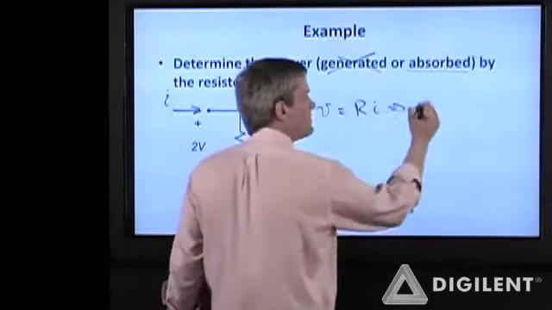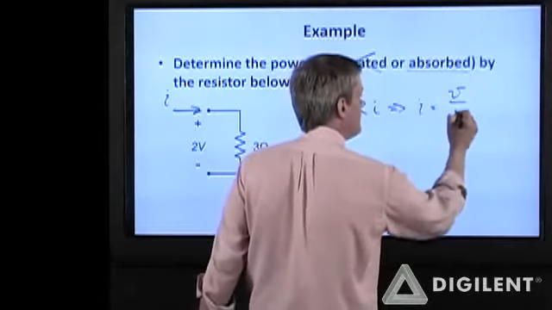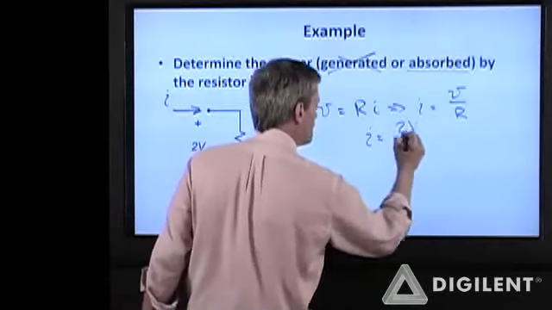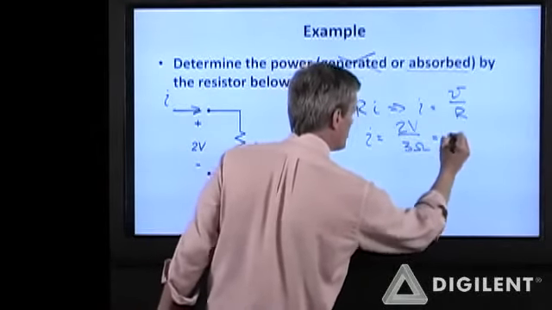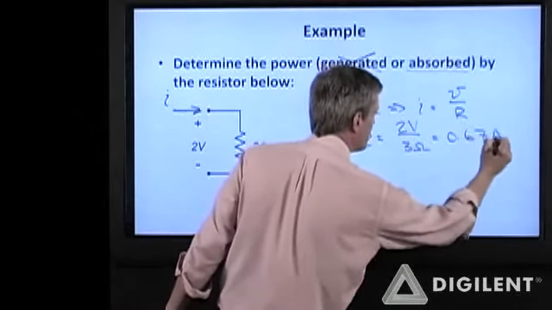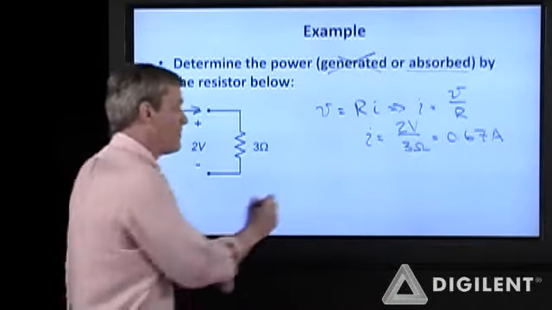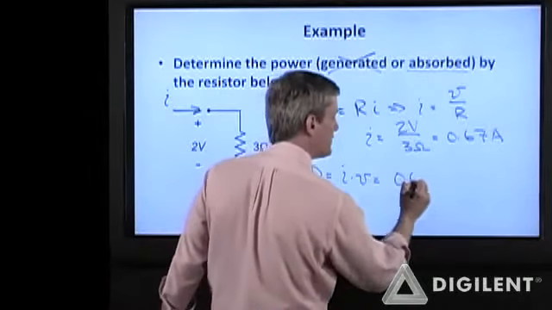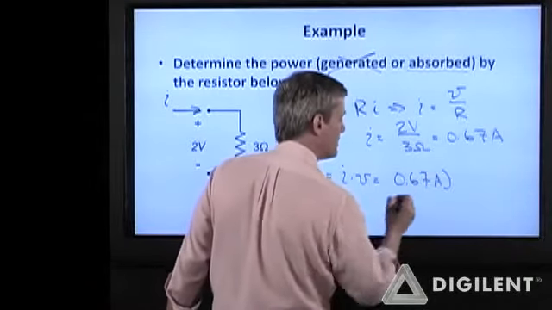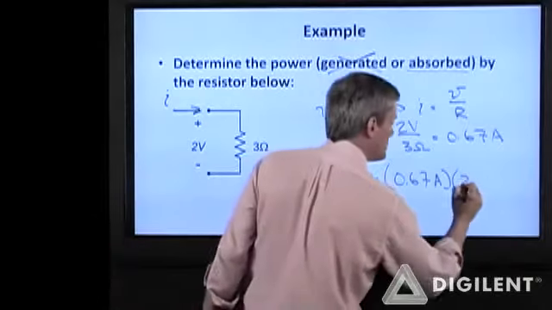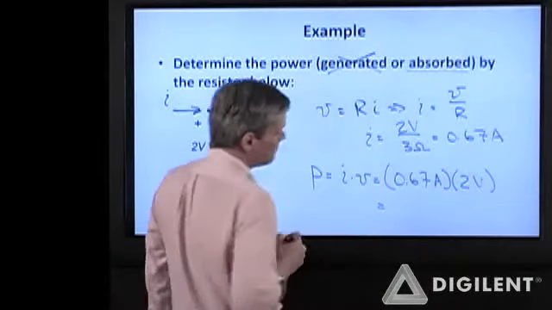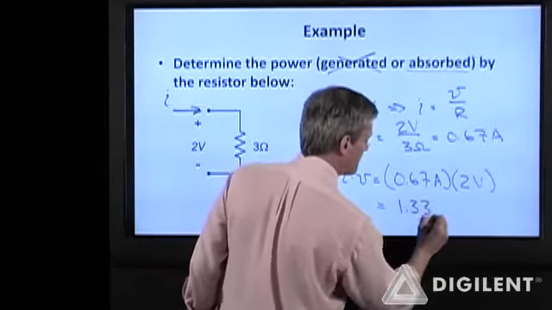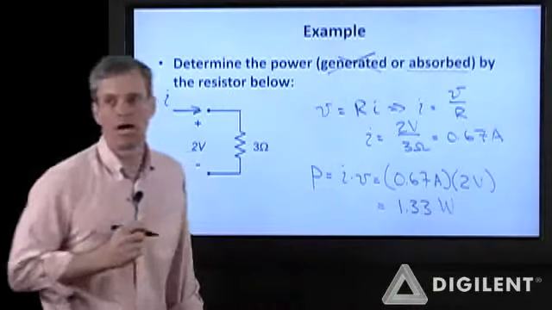So V is R times I, so I is equal to V over R. So I is equal to 2 volts over 3 ohms, which is about 0.67 amps. Power is I times V, so this is 0.67 amps times the voltage, which is 2 volts. 0.67 amps times 2 is 1.33 watts, approximately.